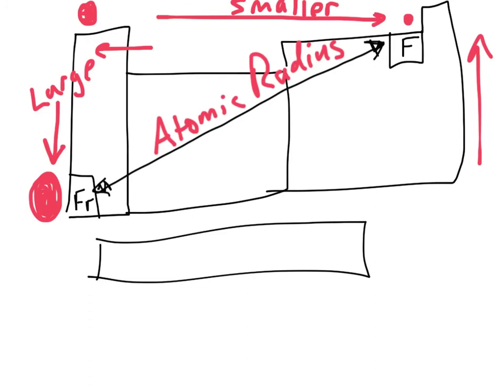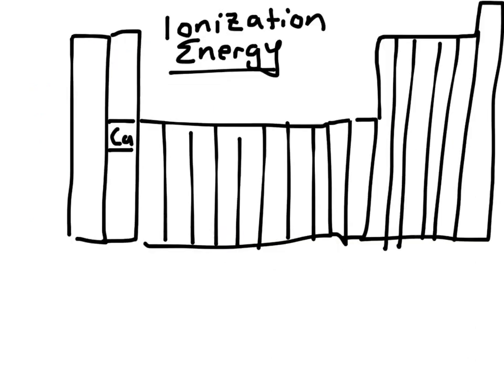As I go down a column, the more likely that I am going to have a solid at the bottom. So I might have a gas like fluorine at the top, and by the time I get to the bottom, I've got a solid. Now that trend is for most of them. There's always an exception to the rule. Okay, we're going to talk about ionization energy now.